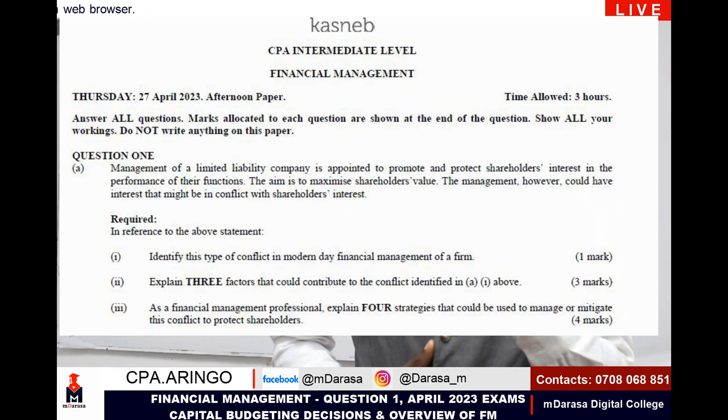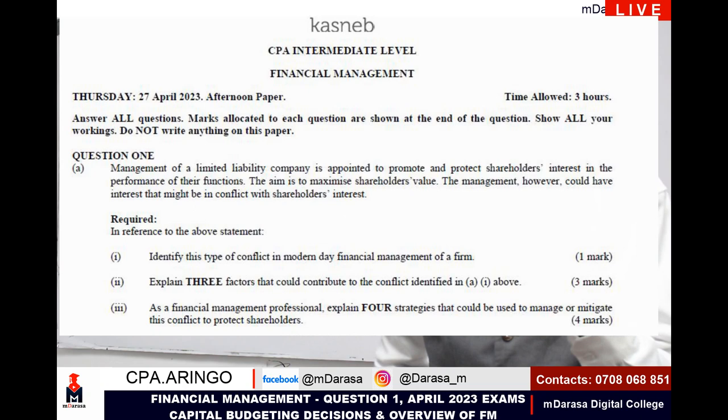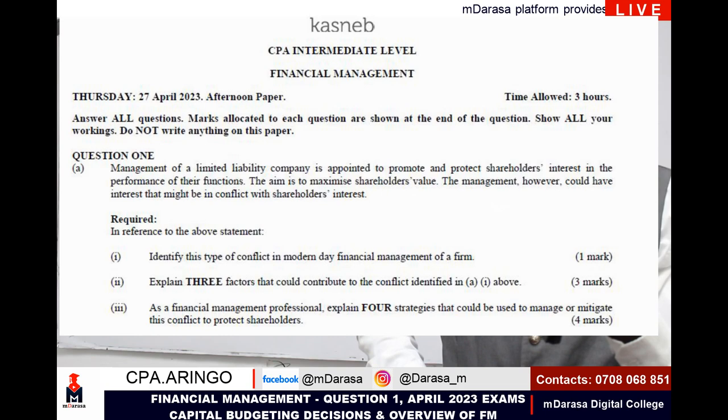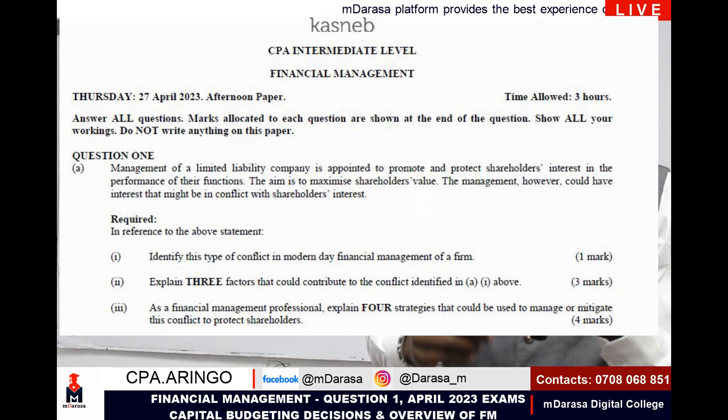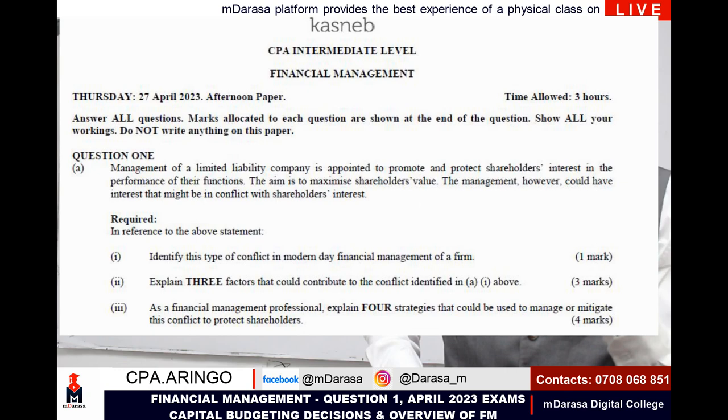That is basically the aspect to do with urgency conflict. That is number one, which you're given 1 mark. Number two, we are told we need to explain three factors that could contribute to the conflict identified in A1 above.